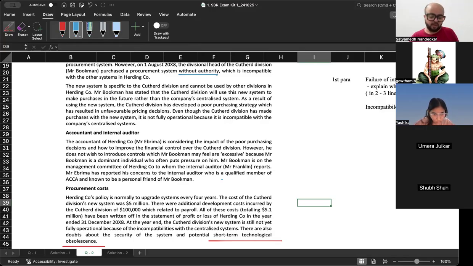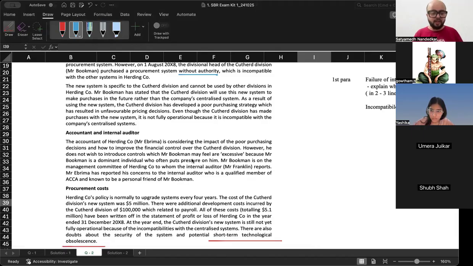Because of that, there is a familiarity threat. Plus, he is a dominant individual, so he can exercise influence on the internal auditor and he can exercise influence on the accountant. And because of that, certain issues with respect to incompatibility or other problems in the system, even though they are highlighted, will not be resolved. Because of these interpersonal equations, somewhere the whole purpose or the whole intention is lost.